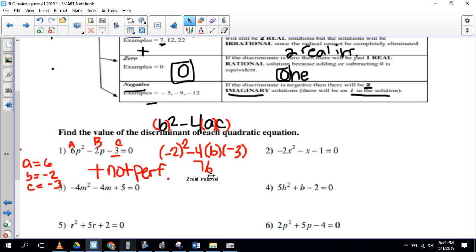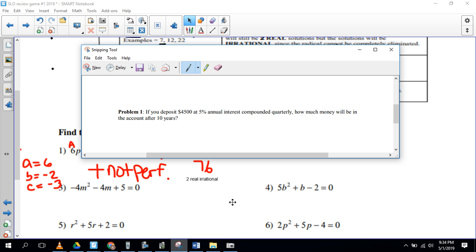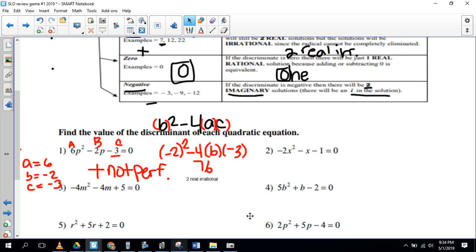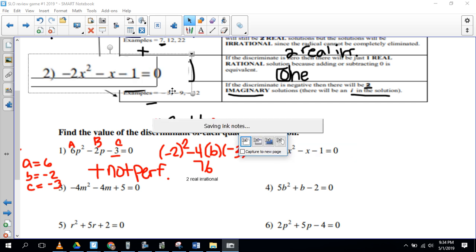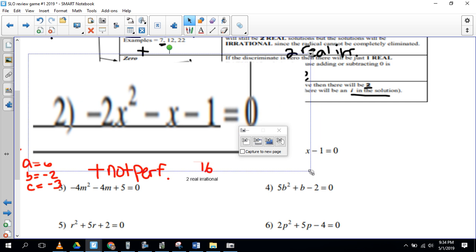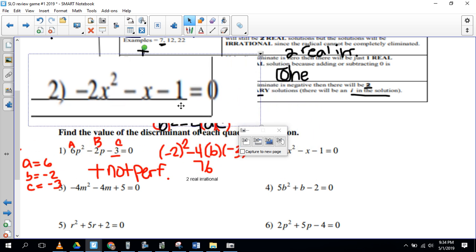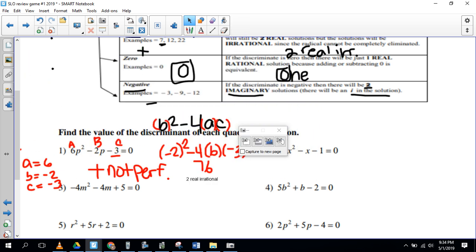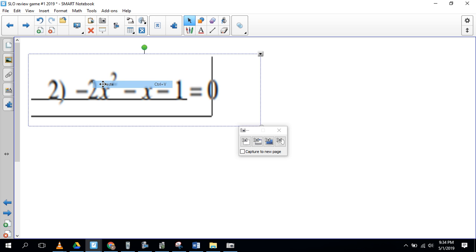So let's try number 2, and then you'll be able to try the rest of them. Sorry, I keep pulling up the wrong thing. Let's try this one. I'm just going to make it bigger. Let me cut it and put it here.